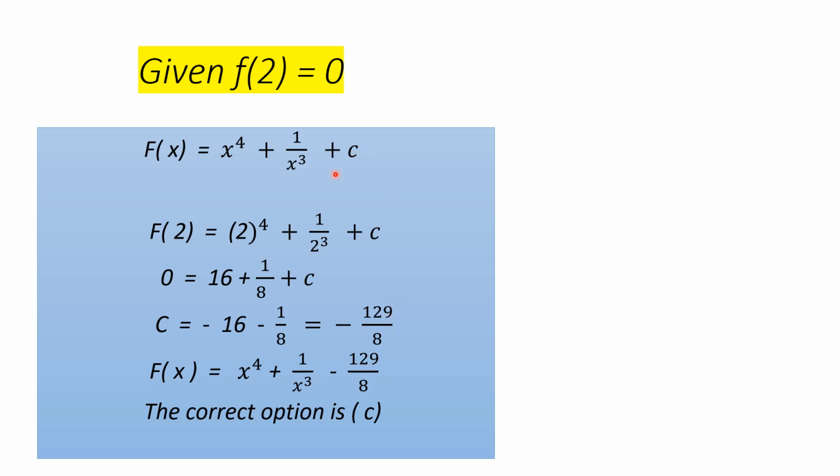Kindly put the value of c. Your answer is f of x is equal to x power 4 plus 1 upon x power 3 minus 129 upon 8. Of the given options in your book, the first option is matching. Sorry, the correct option is A. Okay, so it is x power 4 plus 1 upon x power 3 minus 129 upon 8. So you will write that the correct option is option number A.